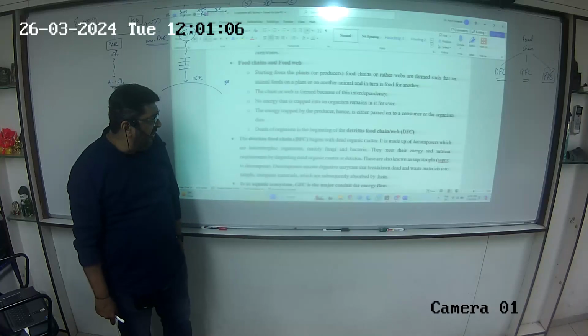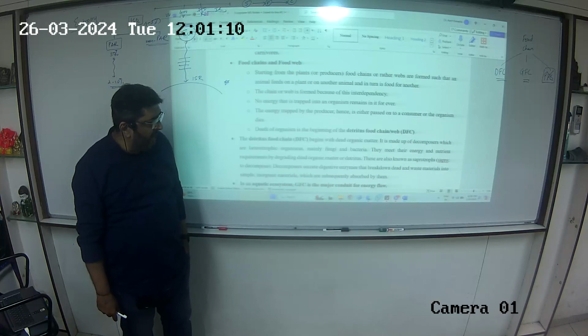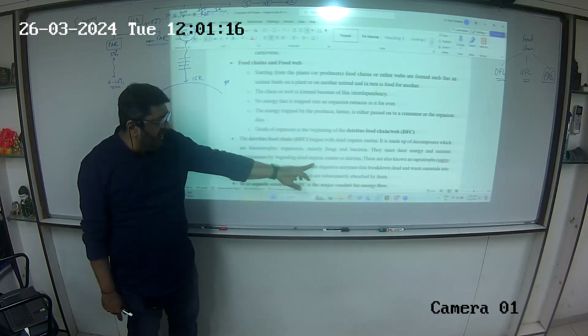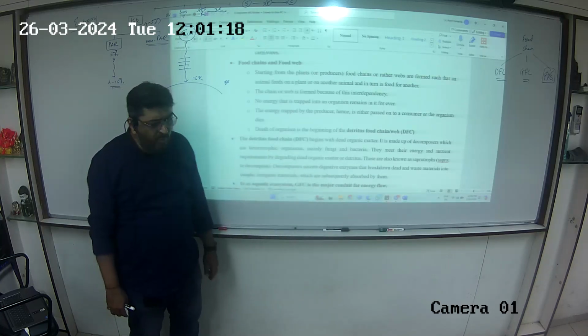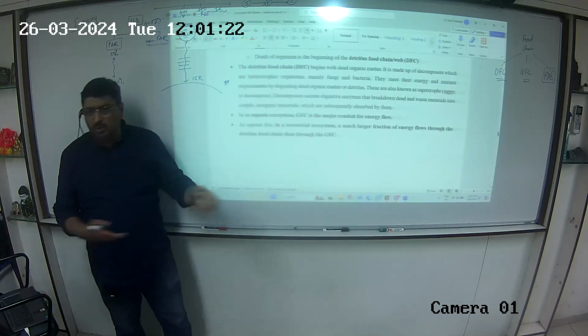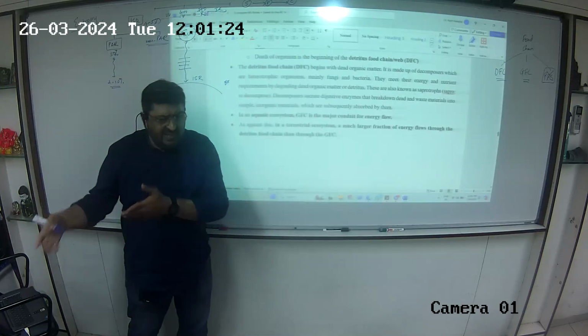It is made up of decomposers, which are heterotrophic organisms, mainly fungi and bacteria. They meet their energy and nutrient requirements by degrading dead organic matter or detritus. They are also known as saprotrophs. Saprotrophs. Please, जैसे autotrophs हैं, heterotrophs हैं, वैसे saprotrophs हैं.